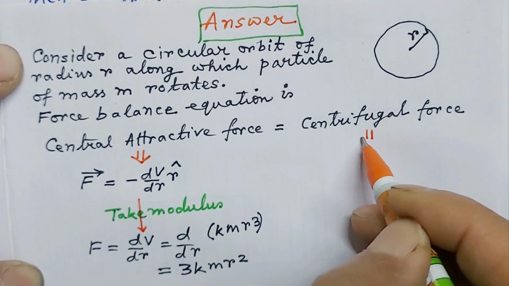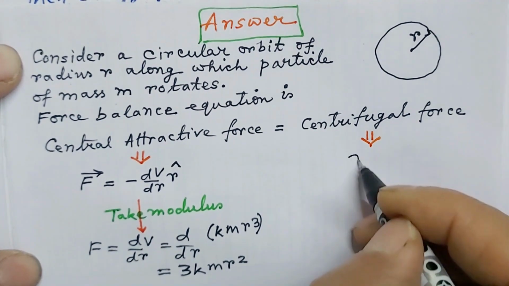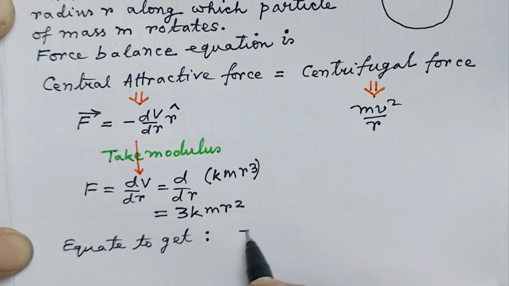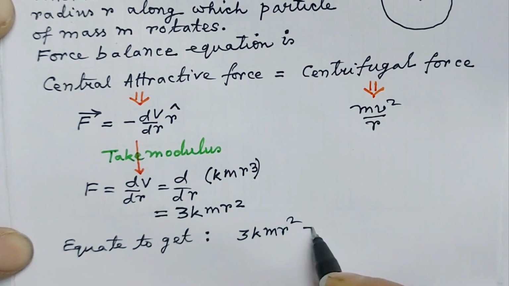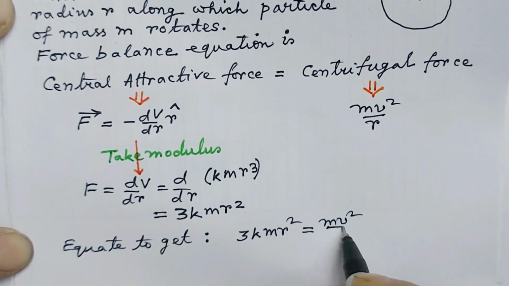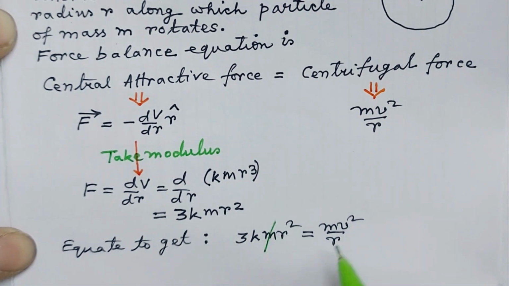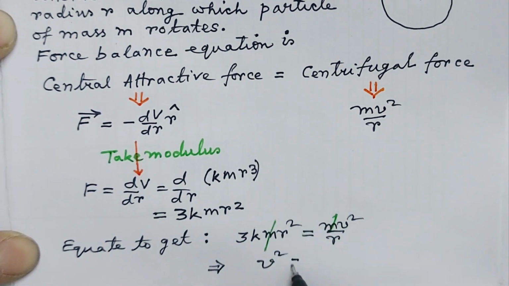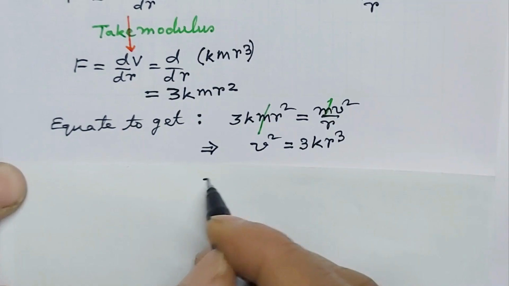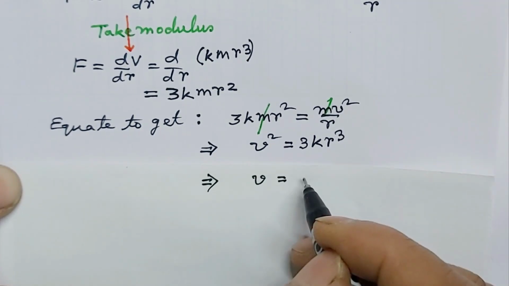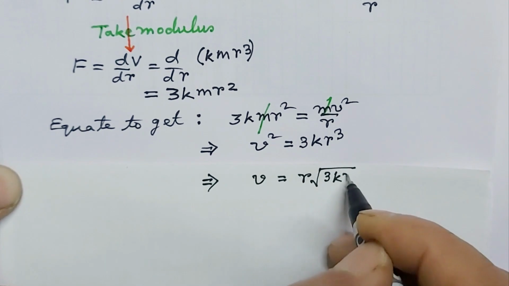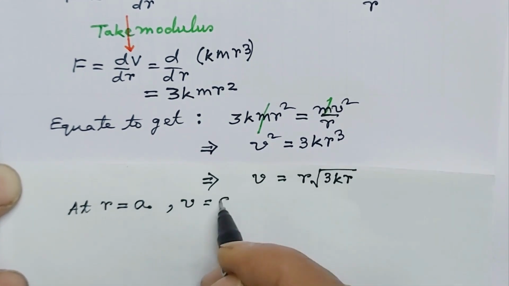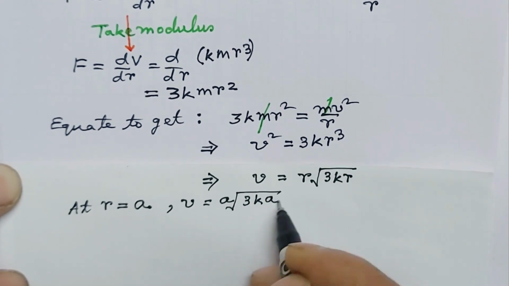Again, the expression of centrifugal force is mv²/r. Equate to get 3kmr² equal to mv²/r. m cancels out on both sides, or v² equals 3kr³. This implies v equals r times the square root of 3kr. Now at r equal to a, v equals a times the square root of 3ka.